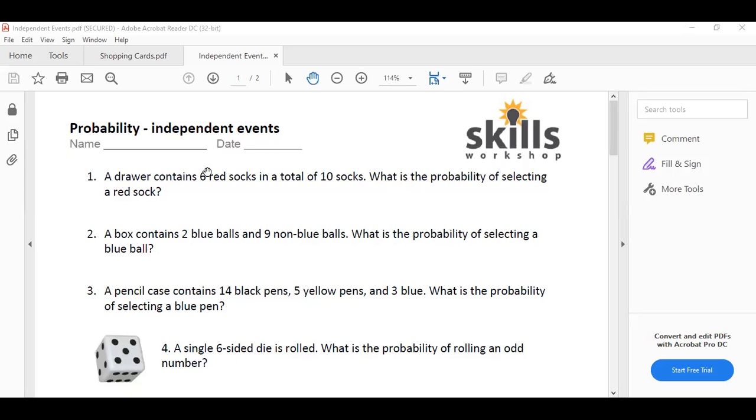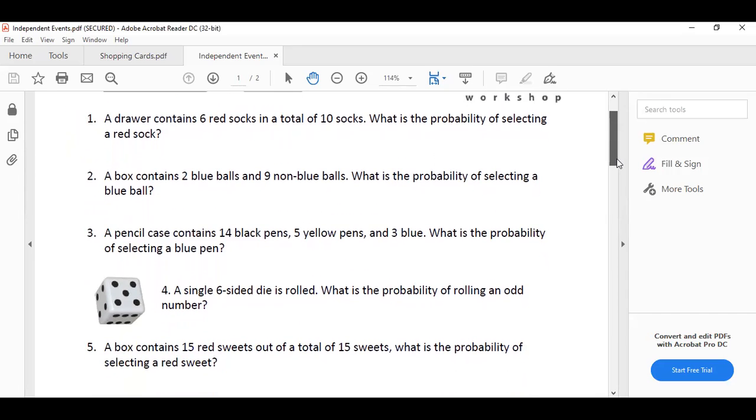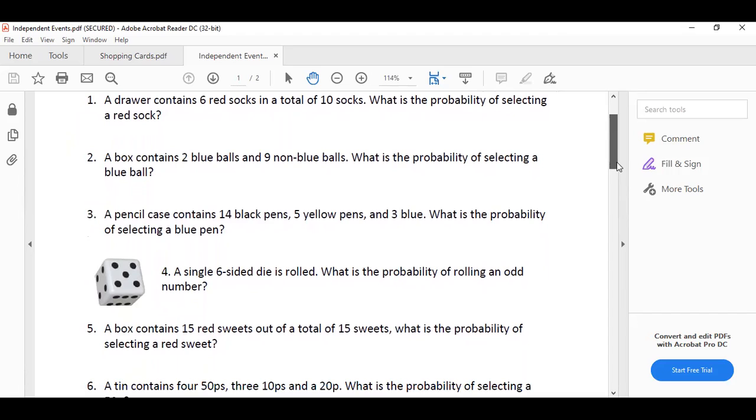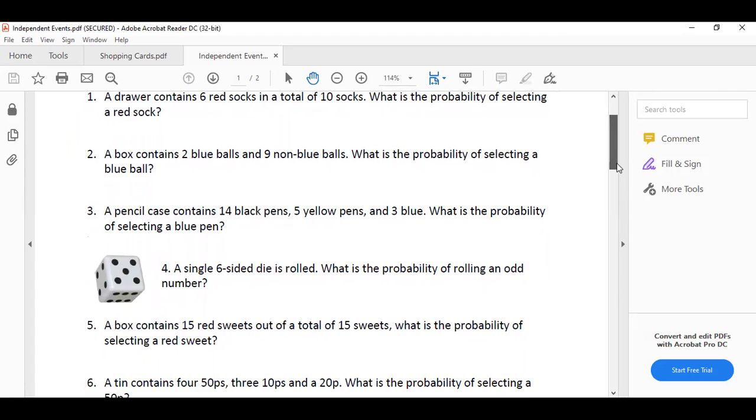A drawer contains 6 red socks in a total of 10 socks. What is the probability of selecting a red sock? So if you're going through a drawer and you've got 10 socks in there, what's the probability of picking out your 6 red socks? You've then got a box that contains 2 blue balls and 9 non-blue balls. What is the probability of selecting a blue ball? So what's the chance again of a blue ball?